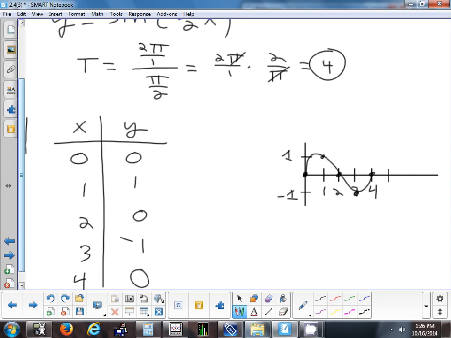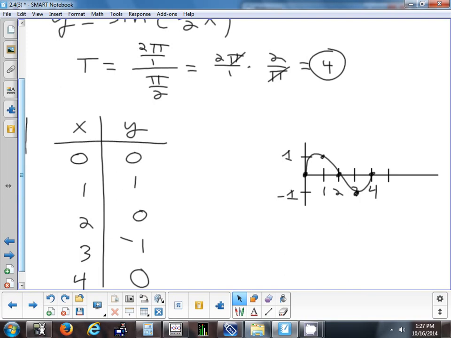Okay, any questions on that one? Okay, so that's how you do a period change. That's how you get the table, and that's how you do the graph. The last couple things I want to look at are just some applications of frequencies, and we'll see what we have time for.